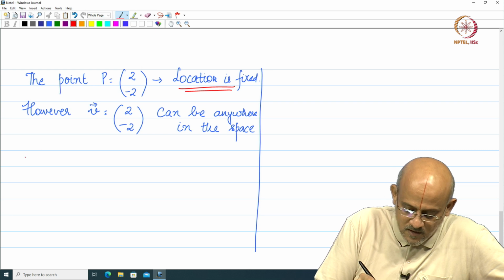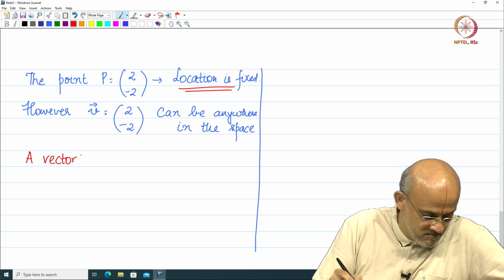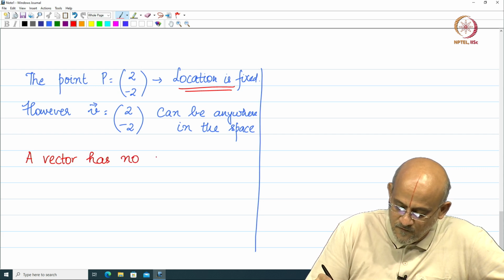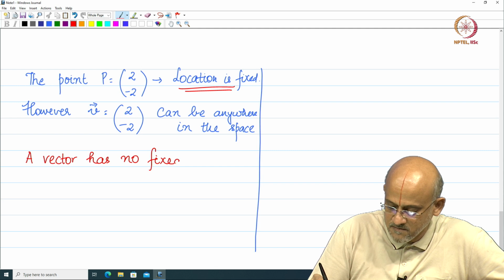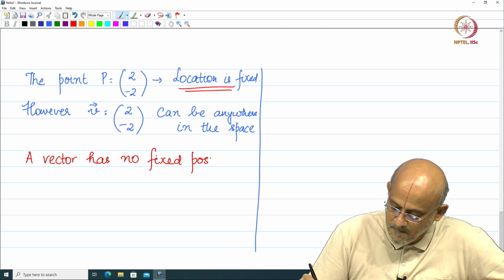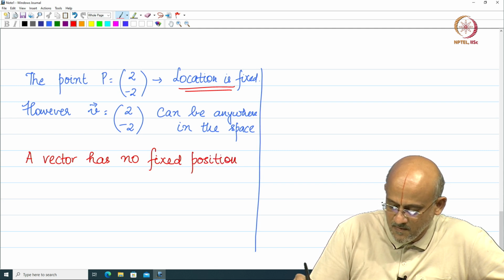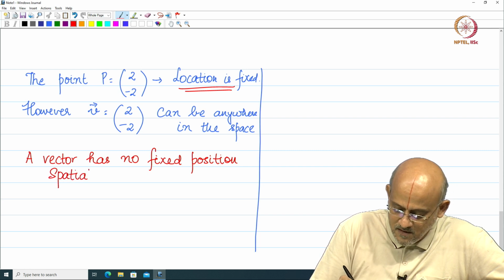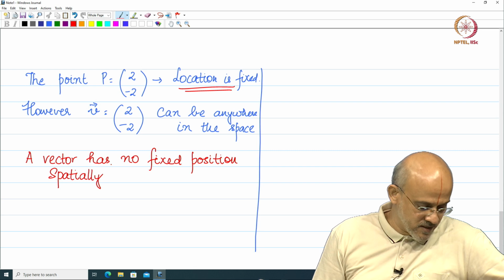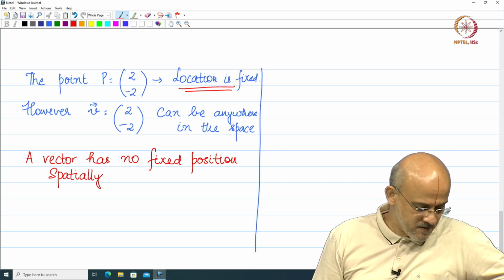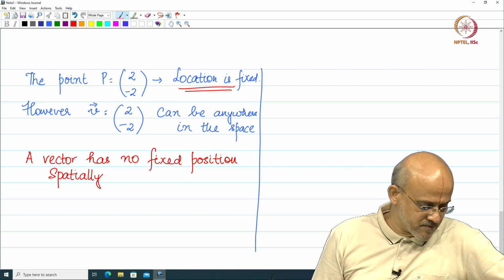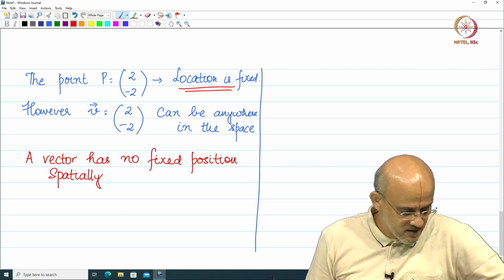So what do we conclude? We say that a vector has no fixed position spatially. The moment we say a point, the spatial location is fixed. Is that okay? Now, why would we even want to look at the difference between a point and the vector?